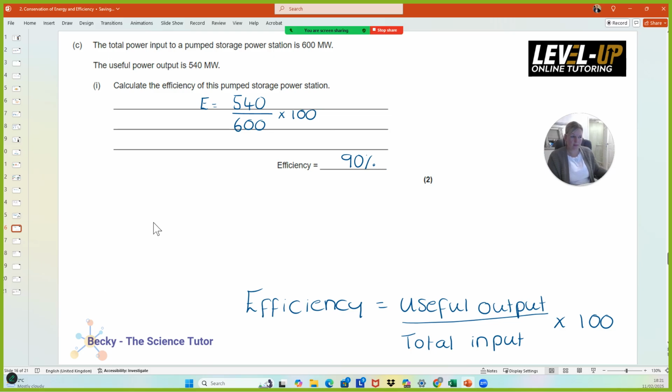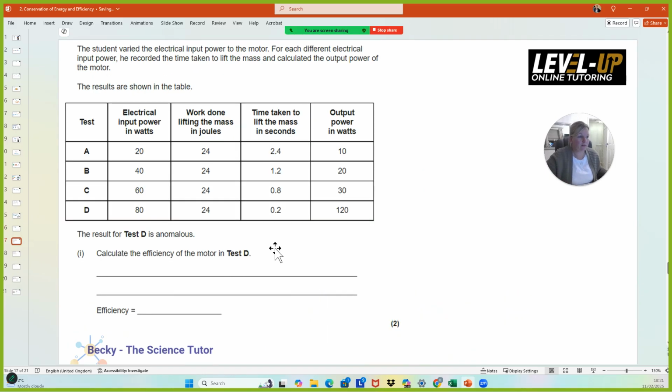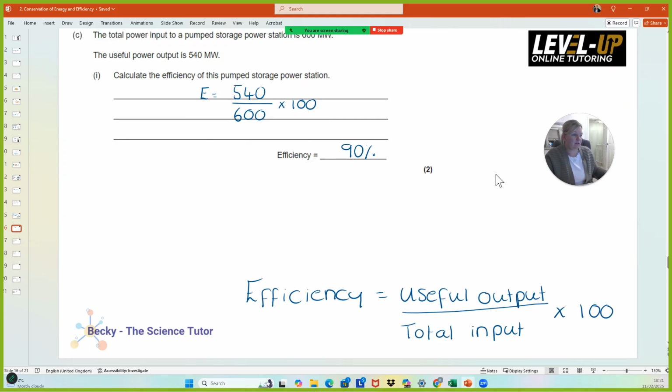Okay, let's have a look at what other examples we've got. So here then: calculate the efficiency of the motor in test D. So this time you've just got to take the information from the table. Do you want the calculation again, or have you got it, guys? I'll take it, shall I?